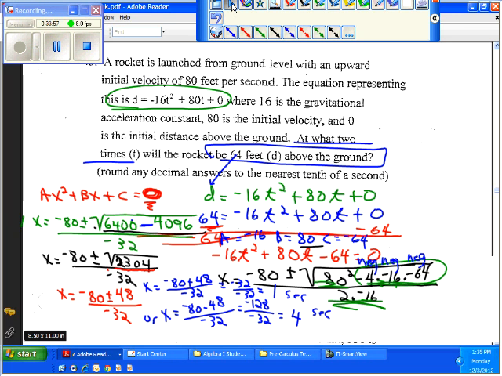Any questions on that? So the rocket was launched, it went up, it came down, and it was 64 feet above the ground after 1 second going up, and after 4 seconds as it was coming down. Okay? Any questions on that?